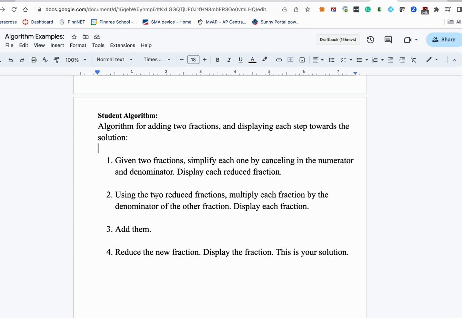Step 2, using the two reduced fractions, multiply each fraction by the denominator of the other fraction. Well, if you know how to add fractions, you do need a common denominator, so you often can use that trick of multiplying the denominator of the opposite fraction by the fraction you're trying to get into a common denominator, but you need to do it to both the top and the bottom. So this multiply each fraction by the denominator is not really very clear.